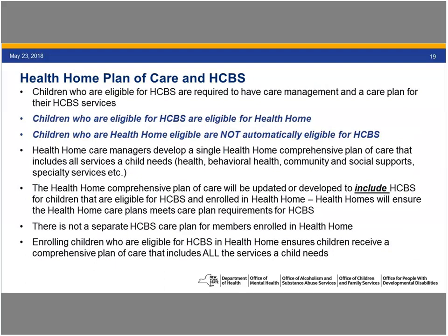Health home care managers must develop one health home comprehensive plan of care that includes all the services the child needs, inclusive of HCBS services. There should not be 2 separate plans of care. We'll talk later about how you can access HCBS services up front, and if so, they just need to be included in the comprehensive plan of care based on that. And enrolling children who are eligible for HCBS in health home ensures children receive comprehensive plans of care that includes all the services the child needs. If the child opts out of health home, then they receive the independent entity and they receive only an HCBS plan of care.